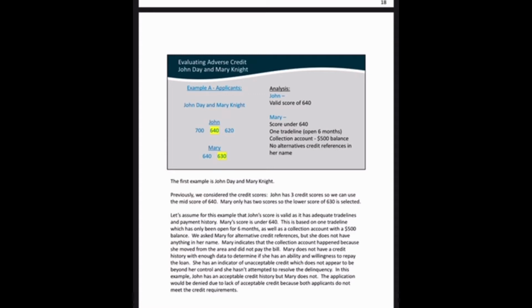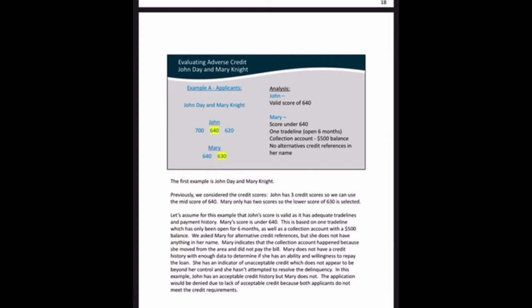Any bill like that showing that it was paid on time. And then she had a collection balance. Now, if Mary had only one trade line and then she had alternative credit, and didn't have an account balance of $500, she could have got approved. But the thing is, John also had to be able to have a valid score.